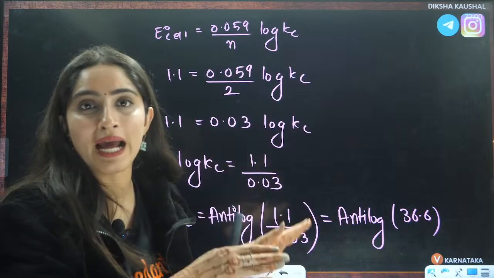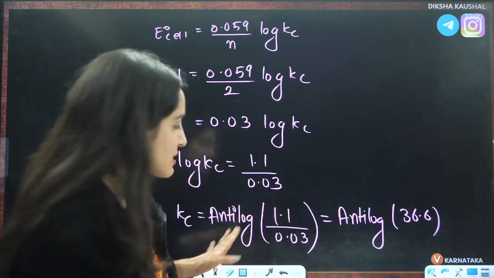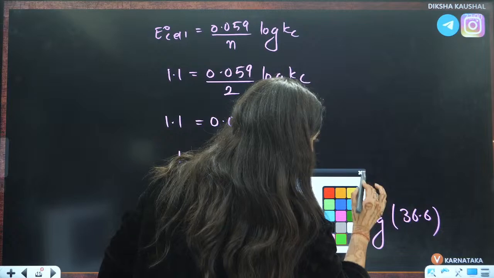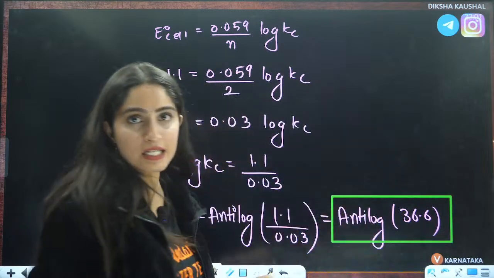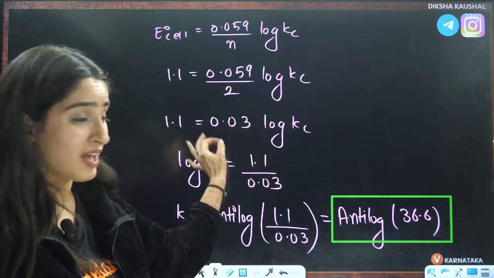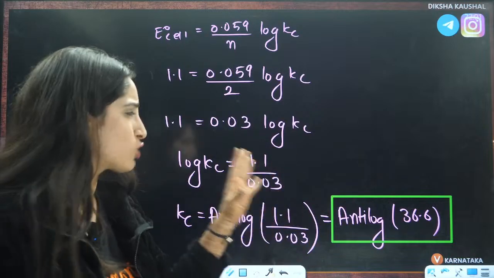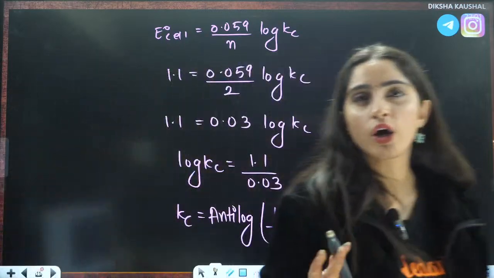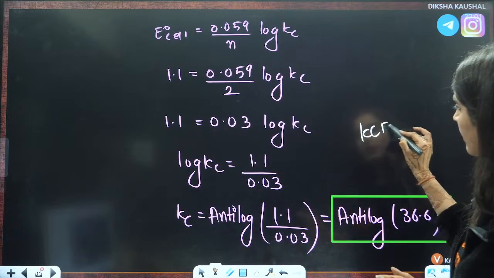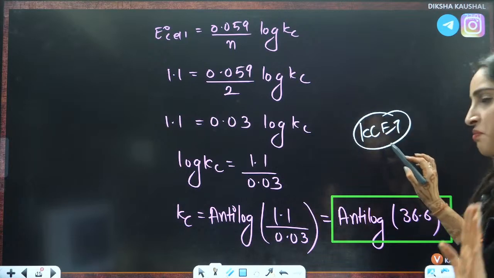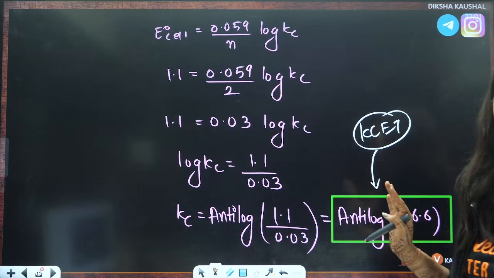You just need to apply the properties of antilog here. This I have told you in the first lecture of log and antilog. From there, you need to apply the values and then you will get the value of antilog. So most probably, if you talk about KCET, in the option you will see antilog of 36.6 only.